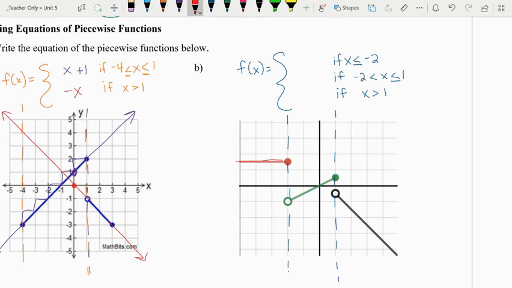So this first red one, right? This is a straight horizontal line, which just means it's just y equals a number. So that number looks like it's going to be about 1/2. The next one in green, it crosses over the x-axis at 0. And it looks like my slope, if I connect these two dots, would be up 1/2, so 1/2. So this one would be 1/2 x.